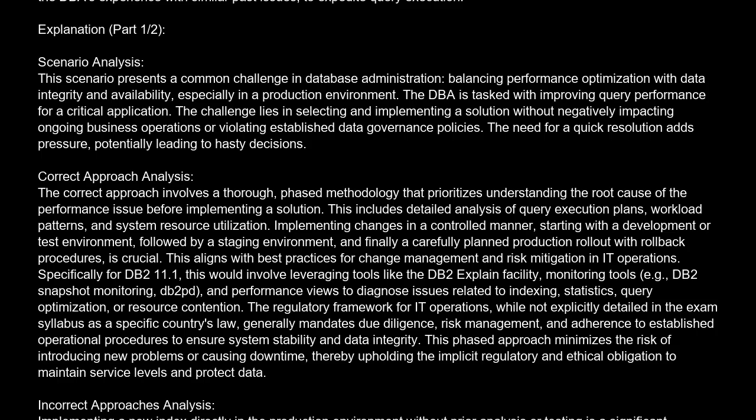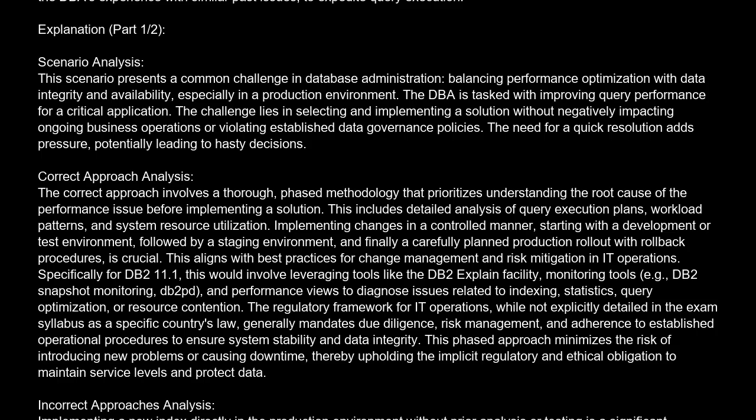This aligns with best practices for change management and risk mitigation in IT operations, specifically for DB2. This would involve leveraging tools like the DB2 Explain facility, monitoring tools, e.g. DB2 Snapshot Monitoring, DB2 PD, and performance views to diagnose issues related to indexing, statistics, query optimization, or resource contention.